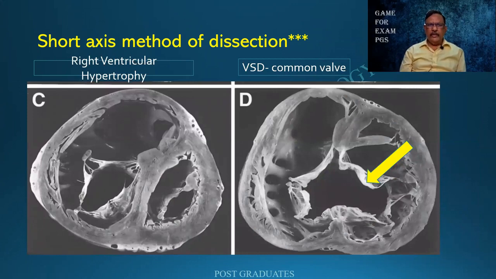And what are all the questions that can be asked in the blood vessel? Again, the short axis method being continued. What else can we identify? In this case, I find that the right ventricle is becoming thicker. There is a right ventricular hypertrophy. Also, I find that there is a defect in the ventricular septum, as a result of which, instead of the pulmonary artery and the aorta, there is a common ostia for both of them, which could be seen. So this is one of the uses of the short axis method of dissection.